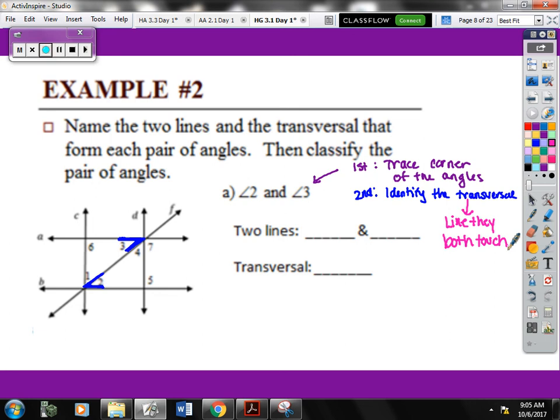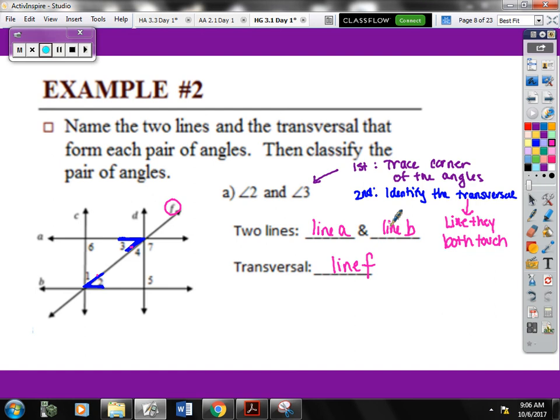So when we look at our blue angles, we can see that the one side touches this line, and it also touches this line. So that would be, look at the tip, line F. That is my transversal. The other two lines would be the other sides that they touch. So this one also touches line A, and this one also touches line B. You can just put A and B, I guess, because they already put the word line for us.